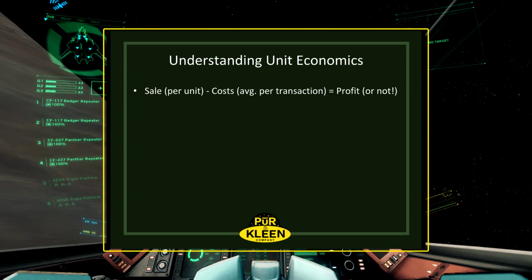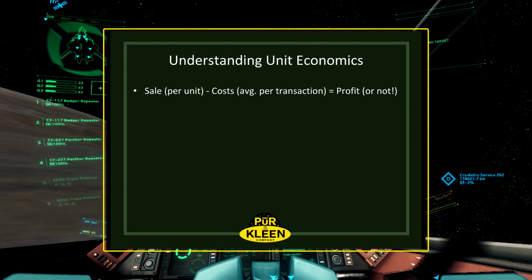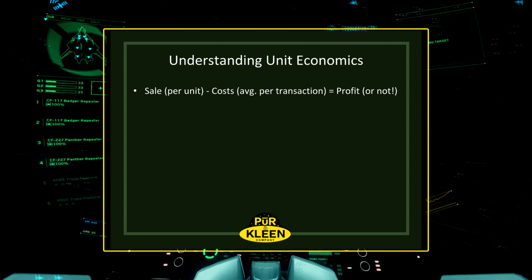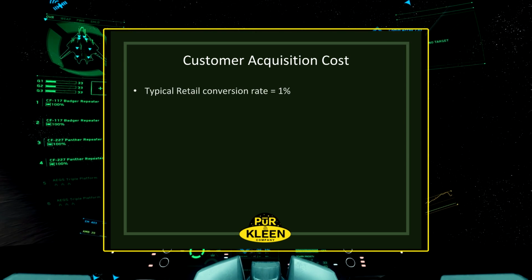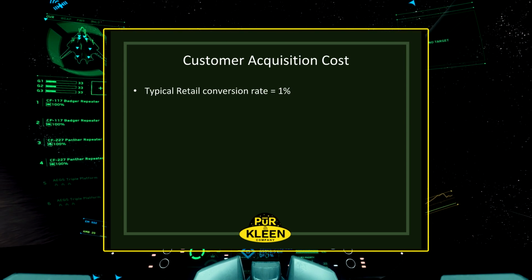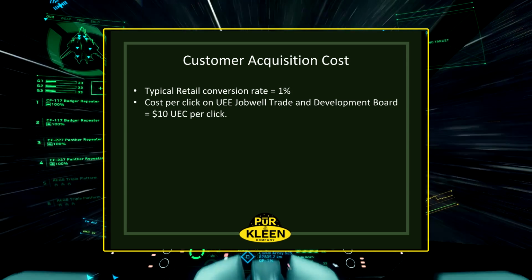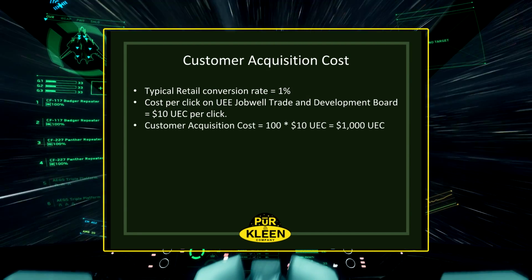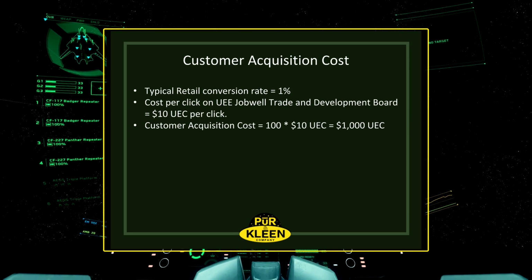Unit economics are the sale per unit minus the cost per transaction and will determine whether you will make a profit or be in the red. So, for example, a typical retail conversion rate is 1%. Let's say ads on the UEE Job Well Trade and Development Board cost 10 UEC per click. That means that your customer acquisition cost equals 10 UEC times 100, which equals 1000 UEC per conversion.